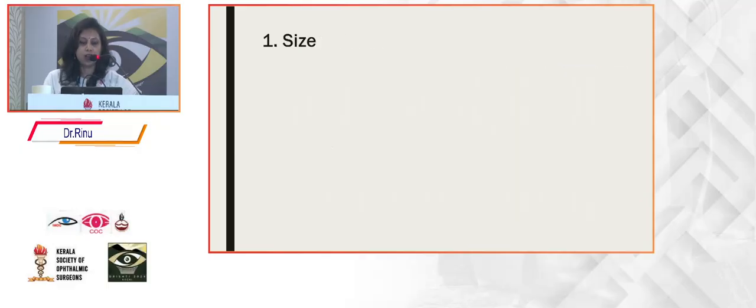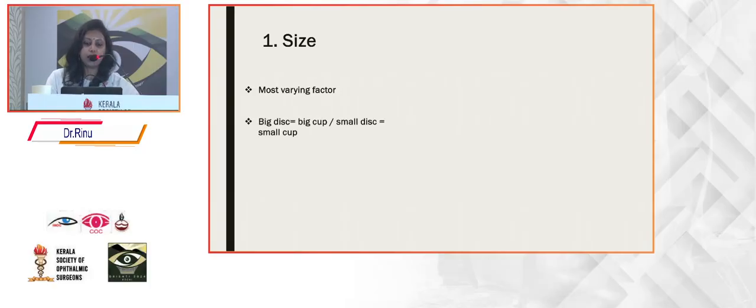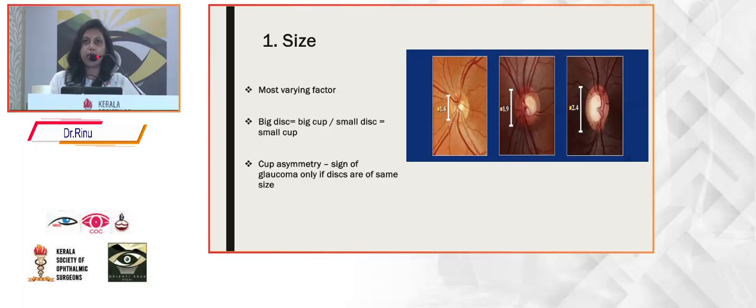the disc. So size is the first factor which we take into consideration when we examine the disc, and this is also the factor that varies the most. Naturally, a bigger disc will have a bigger cup and a smaller disc will have a smaller cup. So when we discuss cup-disc ratio, it is of paramount importance that we consider the size of the disc. And also when we say that cup asymmetry is a sign of glaucoma, it is only if the discs in consideration are of the same size.